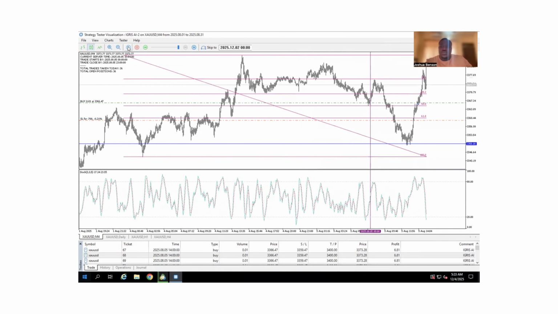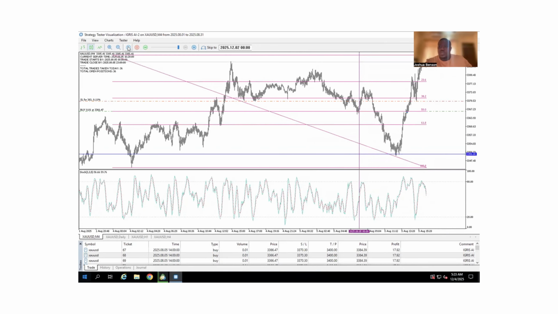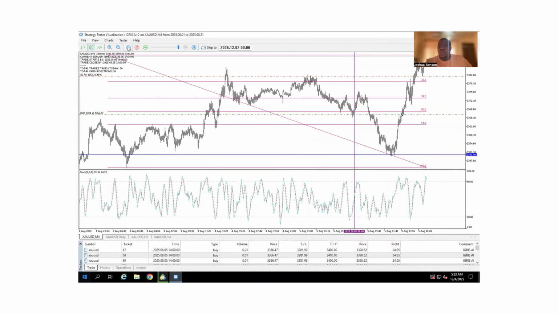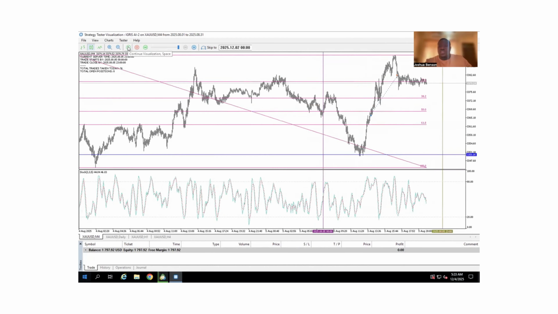Okay, it took another trade right here. So what I actually want to talk about is the risk management part. You can see how the risk management parameter works, and you can see how it trades everything by itself. So basically, this is how the bot works.